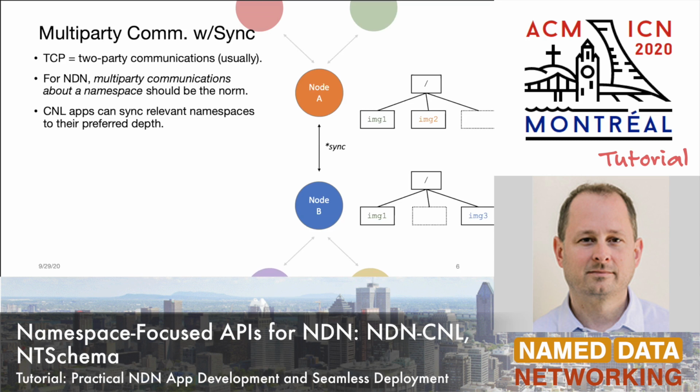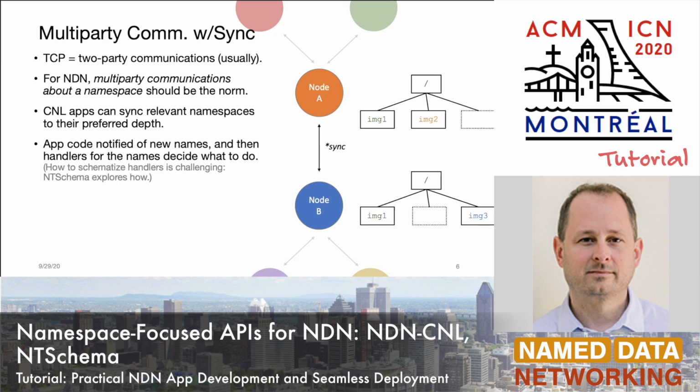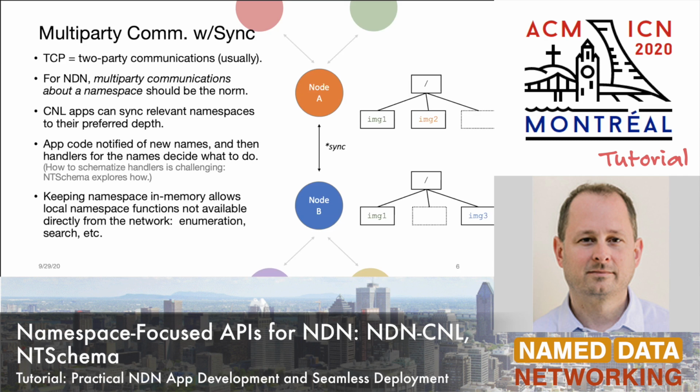So there are other ways to think about this. If you know the namespace in advance, you don't necessarily need to run sync. But in this particular case, the CNL is imagining various instances of the application communicating via sync. When new names appear, regardless of who publishes them, as long as they're participating in the synchronization, you can follow a specifically attached handler for each name to decide what to do to fetch it, and so on.